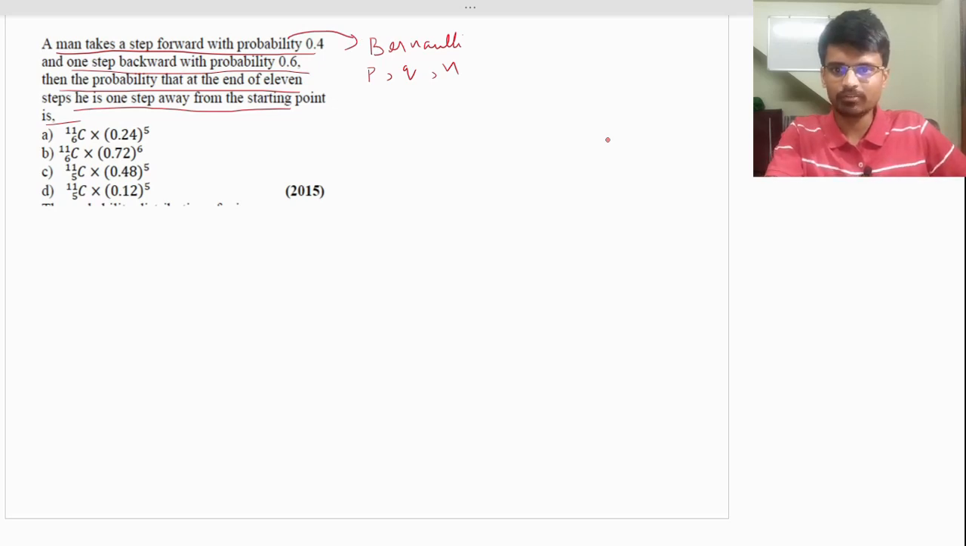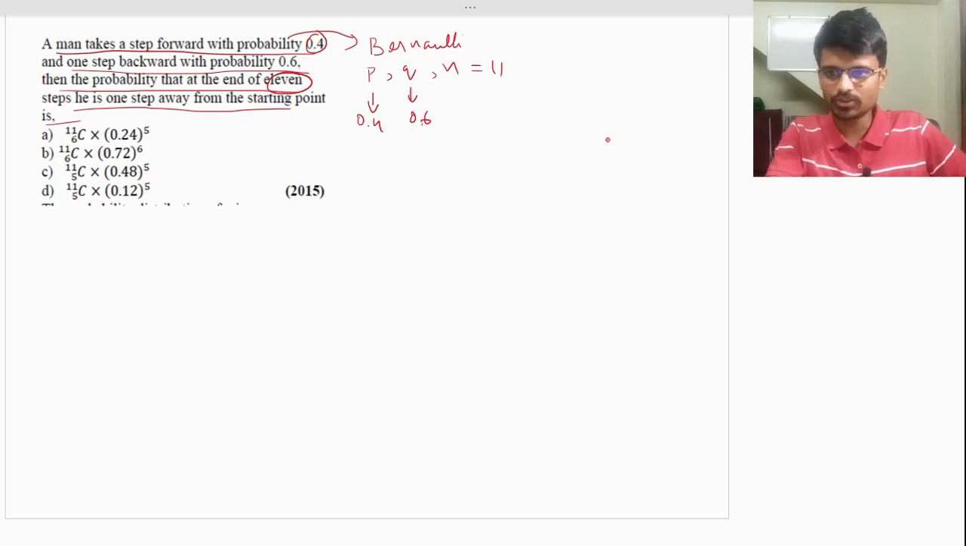If I take the probability of moving forward as P, then P is equal to 0.4. The probability of taking one step backward is 0.6, so let me take that as my Q, that is 0.6, and N is 11. They have already given N is equal to 11. This is all the data that I have extracted.